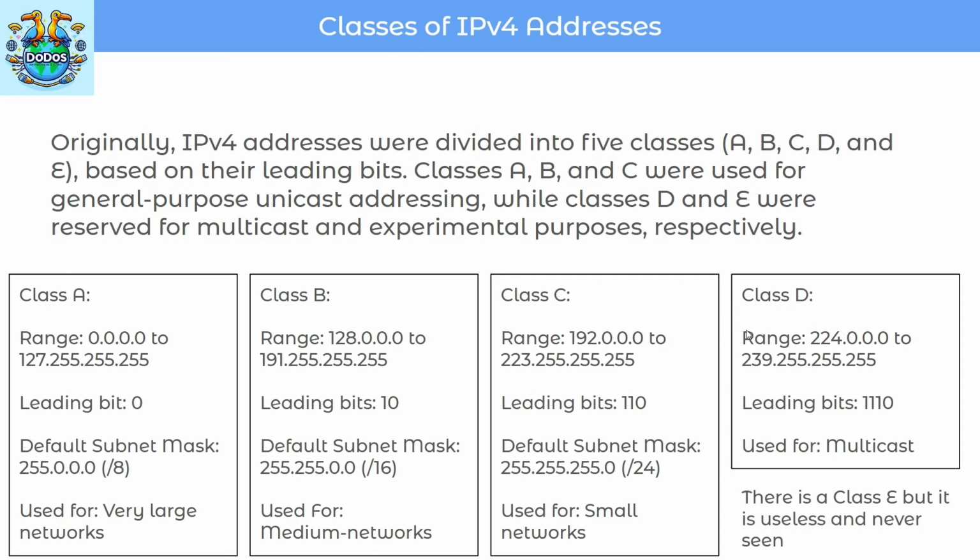Class D ranges from 224.0.0.0 to 239.255.255.255, and the leading bits are 1110. It's used for multicast. There is a Class E, but you'll never see it on the CCNA, and for that reason, we are not going to cover it more than just you knowing that it exists.